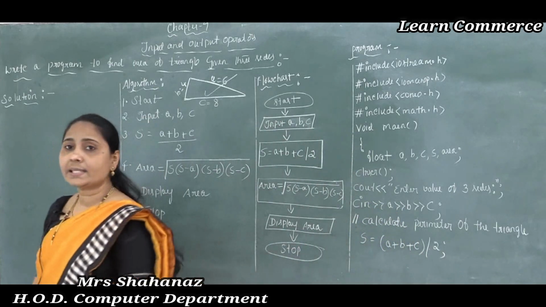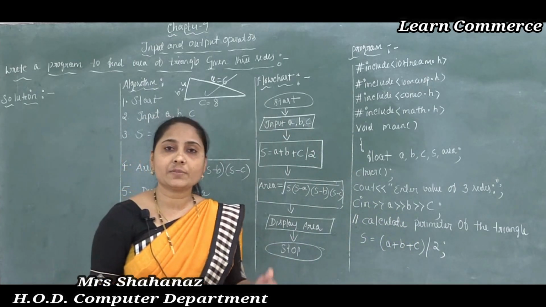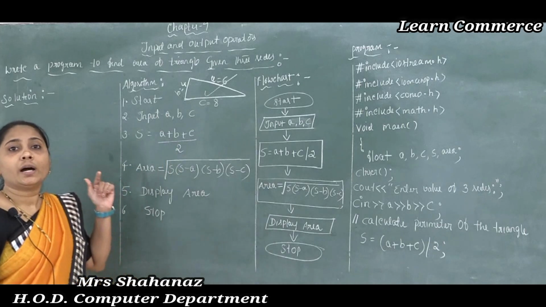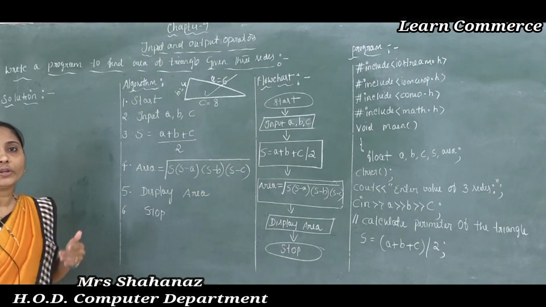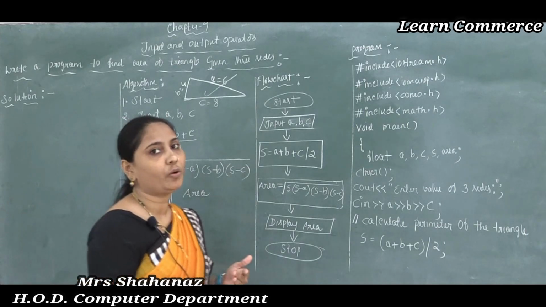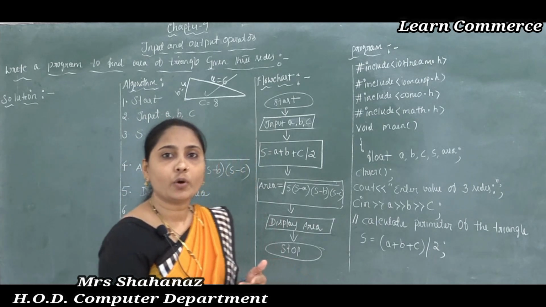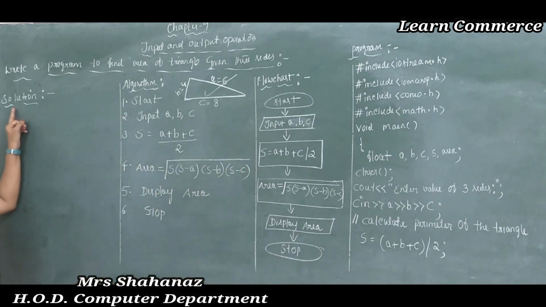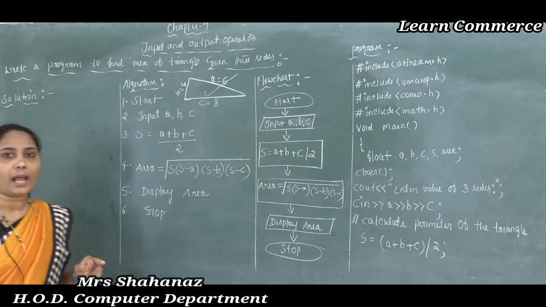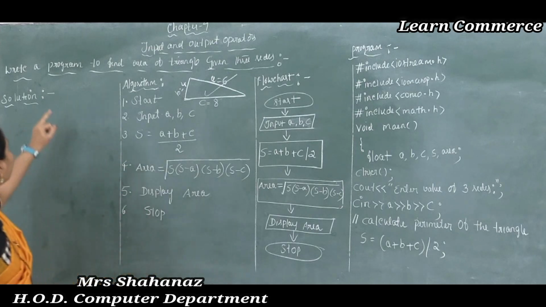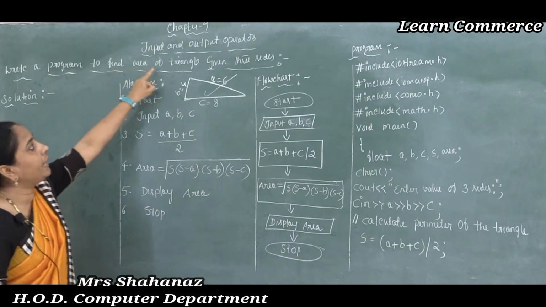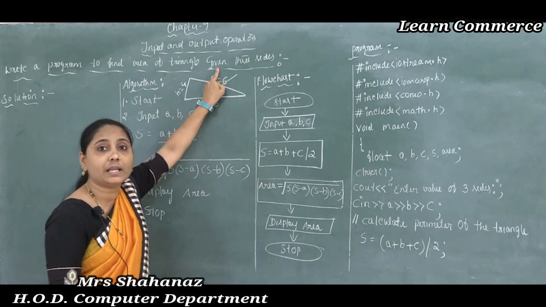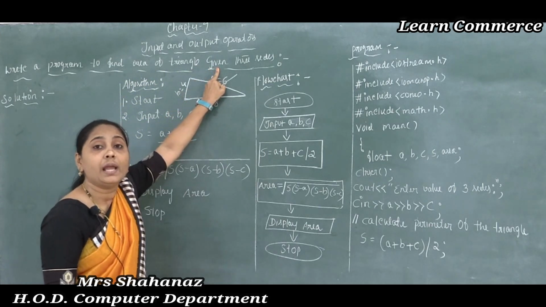Now let's see how to solve the program. As we know, before writing any algorithm, or drawing any flowchart, or writing any type of program, first of all we need to solve the problem. So first I am going to solve the program, to find the area of a triangle given three sides. Here we use a formula.